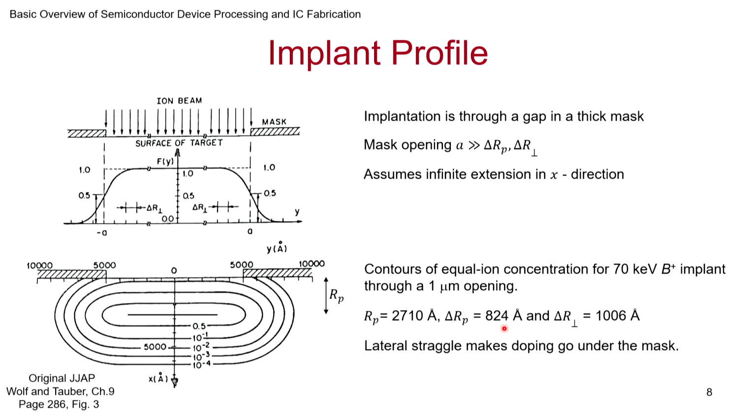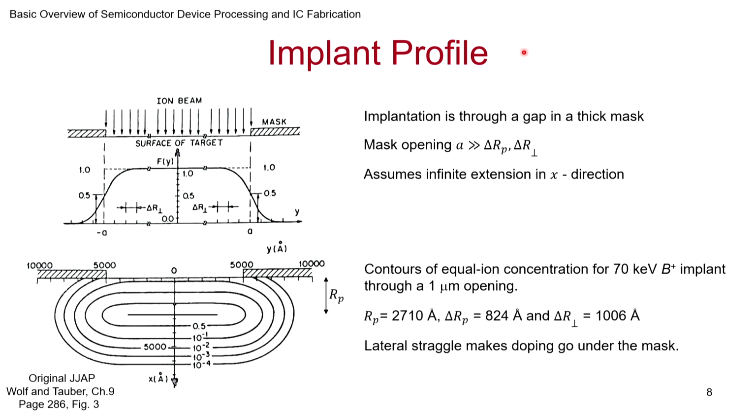Delta RP ends up becoming 824 angstrom. The delta RP is the straggle in the vertical direction, the direction of the implant. But in the lateral direction, the delta RP for boron ends up becoming 1006 angstrom, 100.6 nanometers. Note that for boron and lighter atoms, we often find that the lateral straggle is more than the vertical straggle.